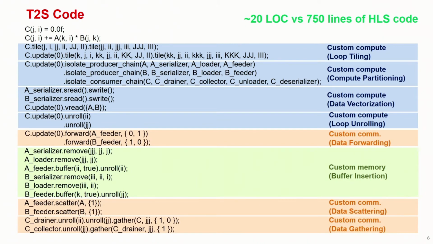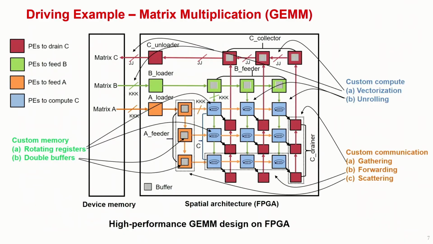Finally, we have communication customizations in the form of data forwarding, data scattering, and data gathering. So with these 20 lines of code, we can generate exactly the same hardware that we had shown before.